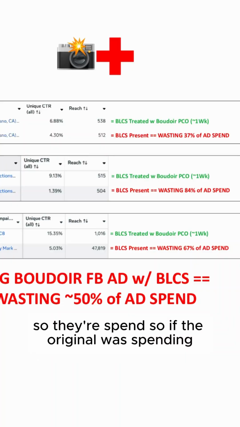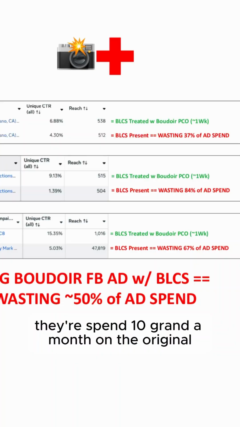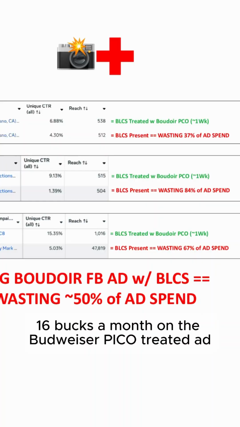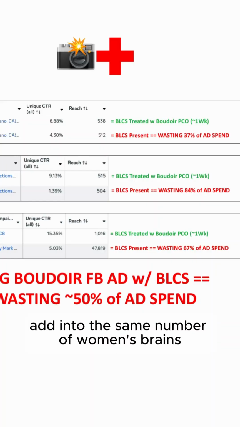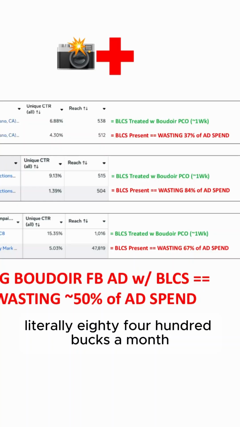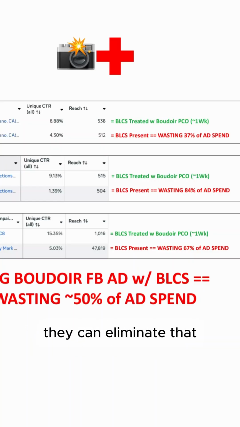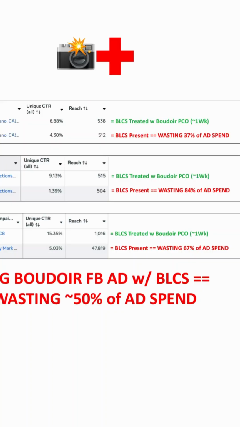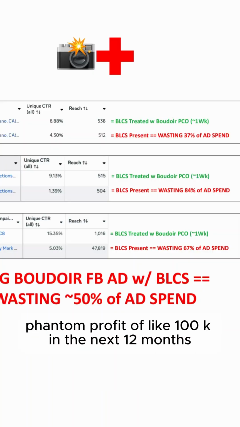So if the original was spending 10 grand a month, now they only need to spend $1,600 a month on the Boudoir Pico treated ad to get their ad into the same number of women's brains in both scenarios. So they can eliminate literally $8,400 a month. Every single month is being wasted. They can eliminate that, put that back in their pocket, and they can profit, like bonus phantom profit of like 100K in the next 12 months.